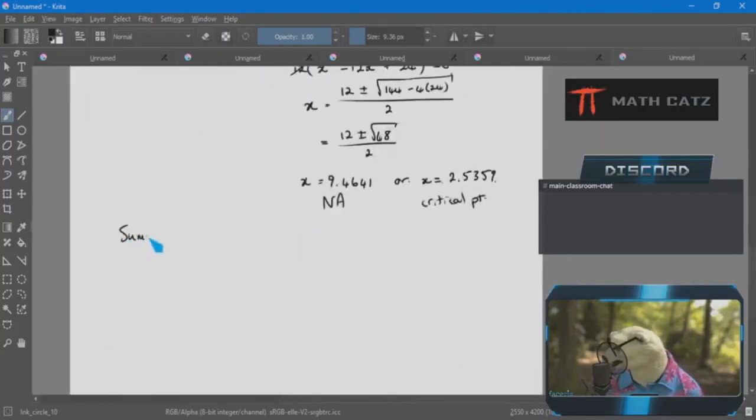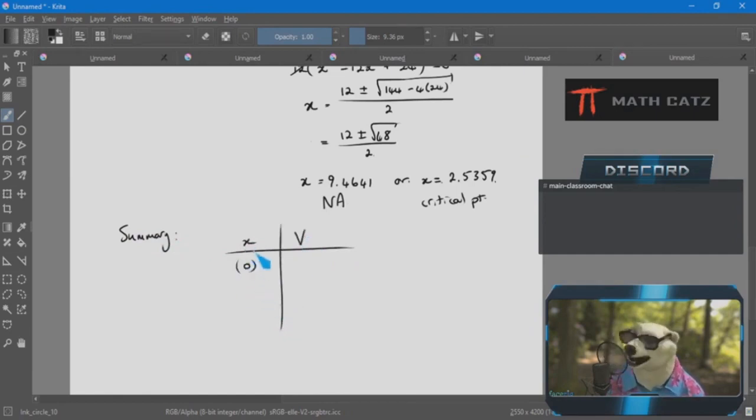So let's summarize what we have here. We have some x values and we have some volume values. We have our endpoint of 0, which we can't actually obtain, so I put it in brackets. Then we have our 2.5359, which we can obtain, and then we have our 6, which we can't obtain, the other extreme.